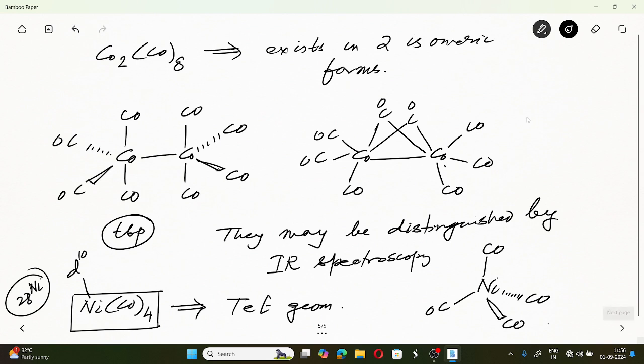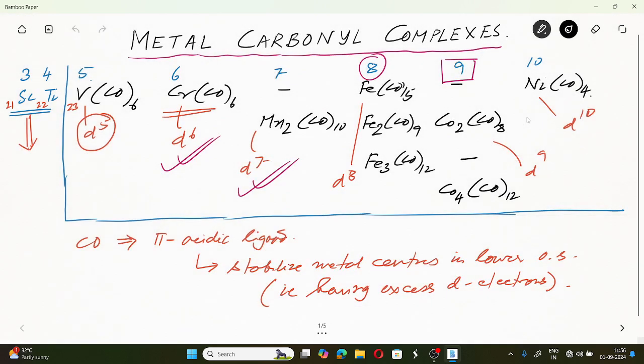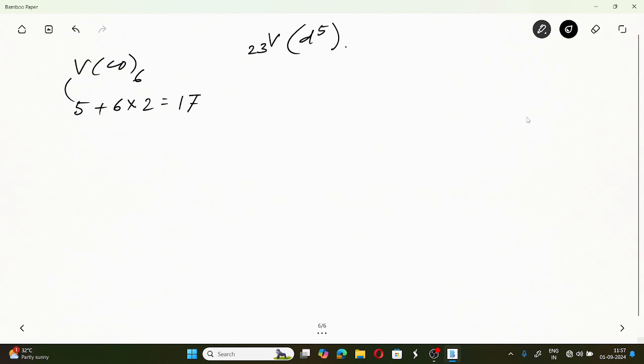Now, if you look at the chart shown in the first page, we started with chromium hexacarbonyl. Now what about vanadium? If you look at vanadium hexacarbonyl, V(CO)6, will it satisfy the 18 electron rule? For vanadium, scandium, titanium, vanadium, that is 23. 18 plus 5, so it's a d5 system, isn't it? So if you count the electrons, 5 plus 6 times 2, this is a 17 electron system.